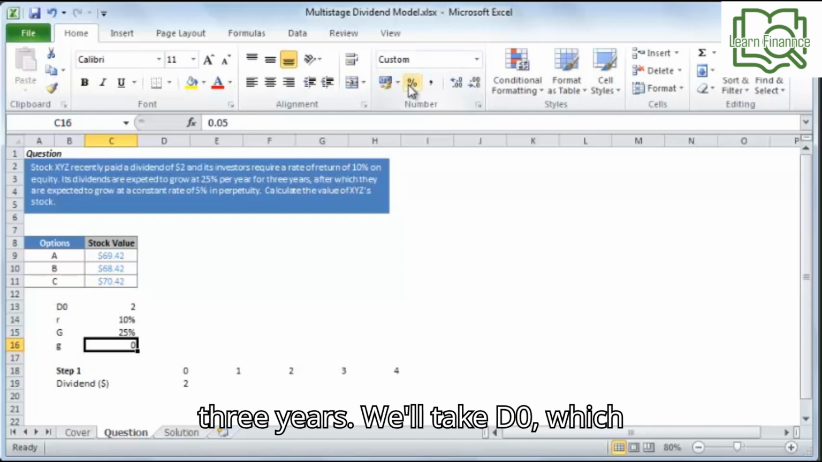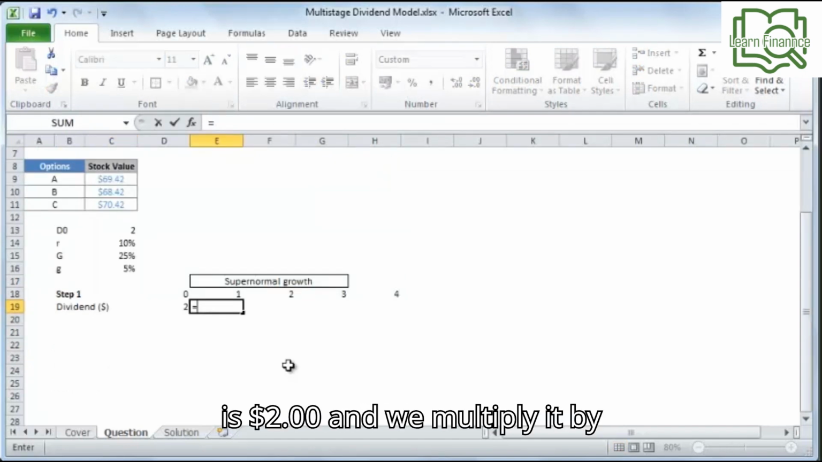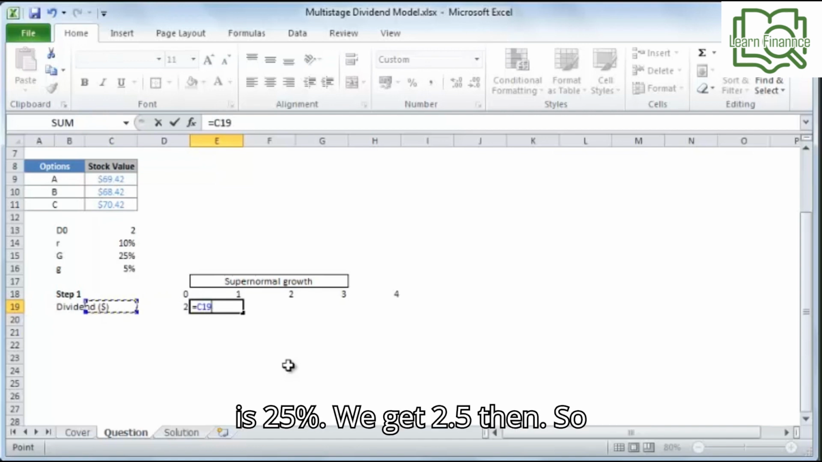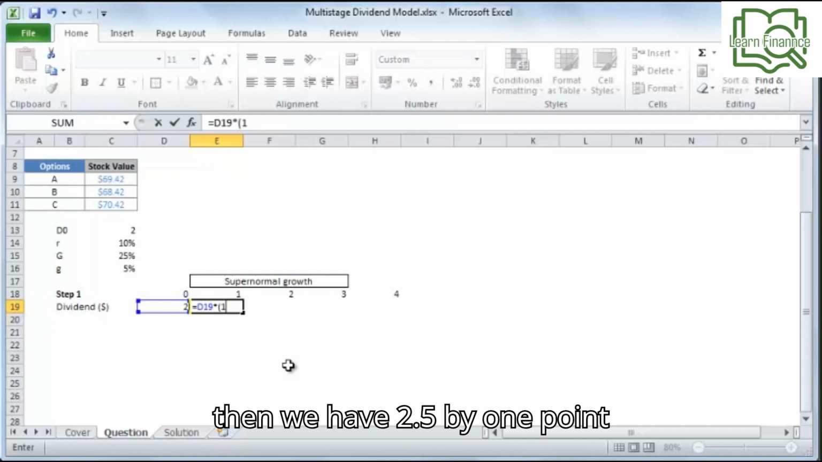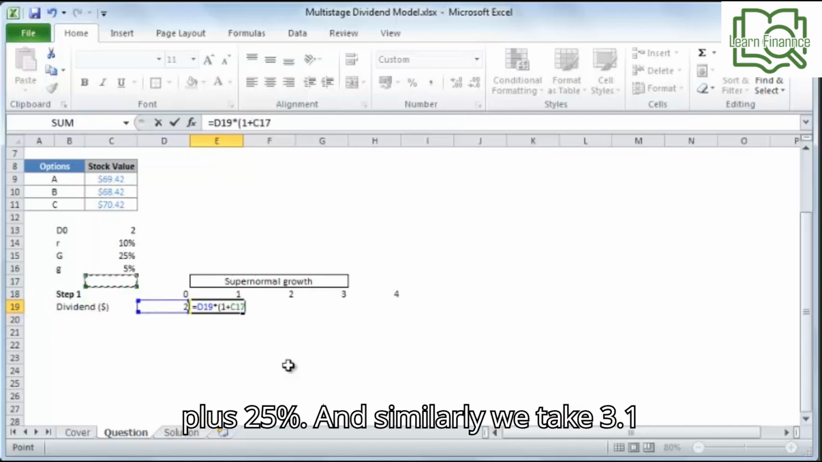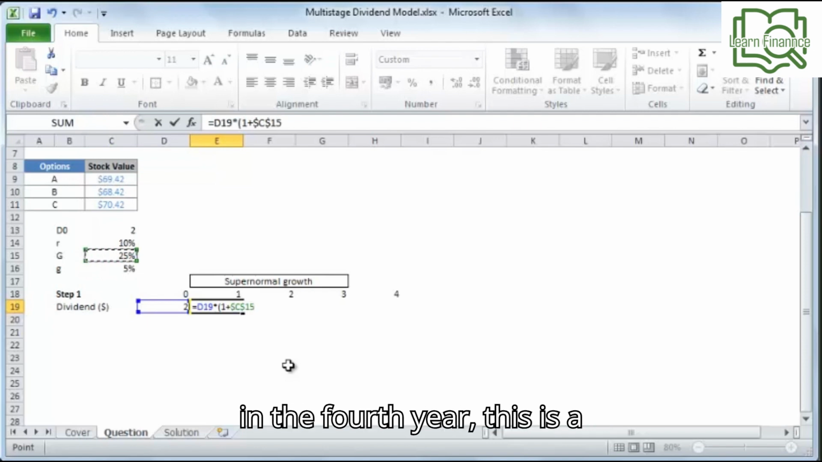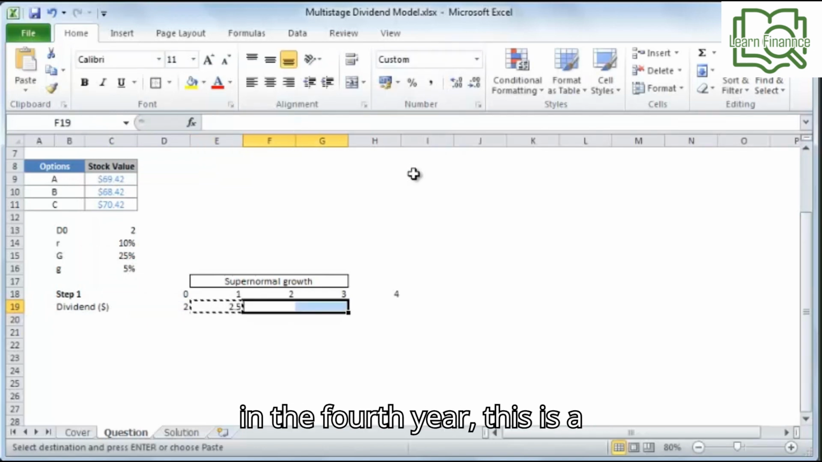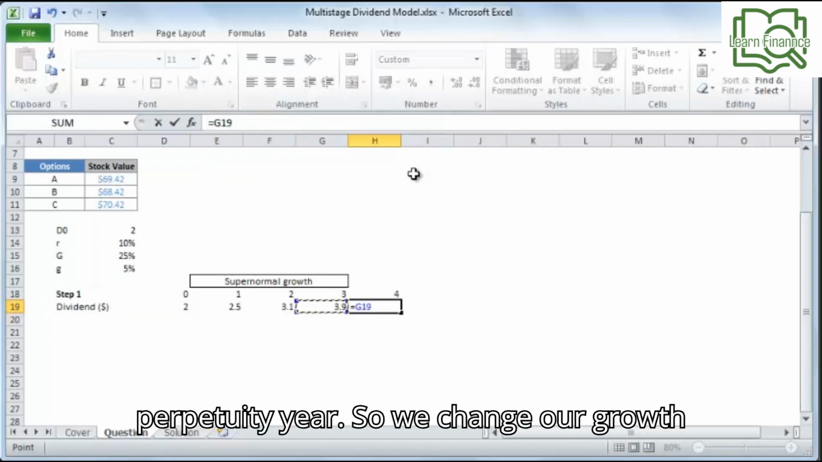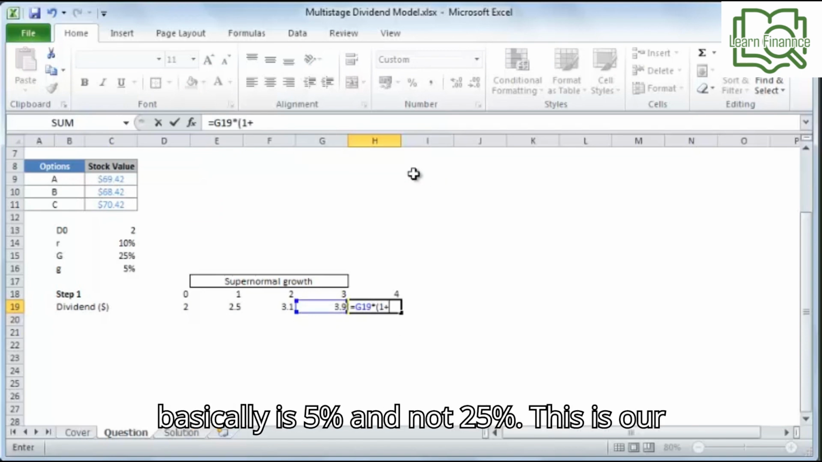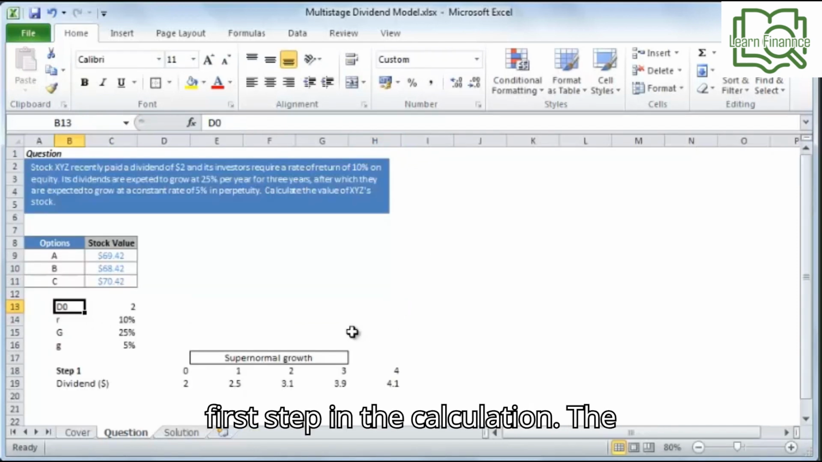We'll take D0, which is $2, and multiply it by 1 plus the supernormal growth rate, that is 25%. We get 2.5. Then we take 2.5 times 1.25, which gives 3.1, and similarly 3.1 times 1.25 gives 3.9. In the 4th year, this is a perpetuity year, so we change our growth to 5%. After this point, our growth is basically 5% and not 25%. This is our first step in the calculation.